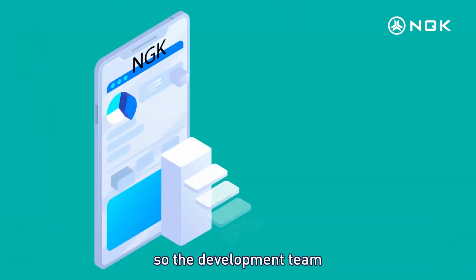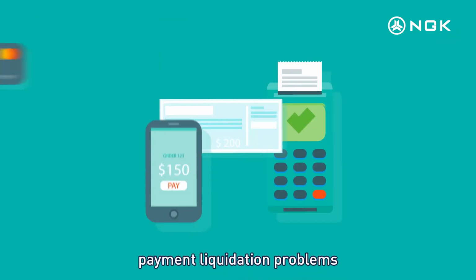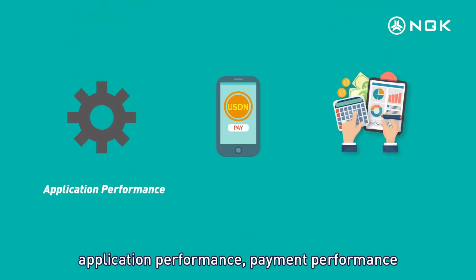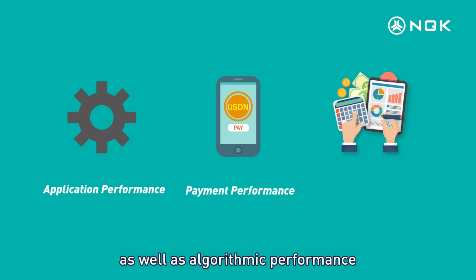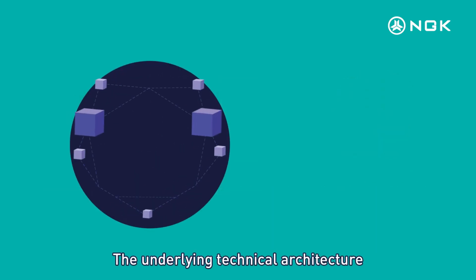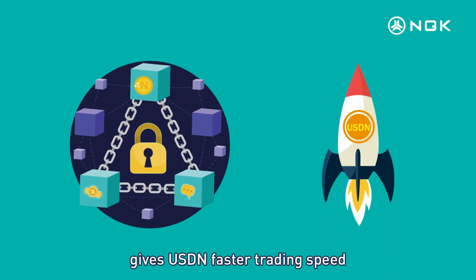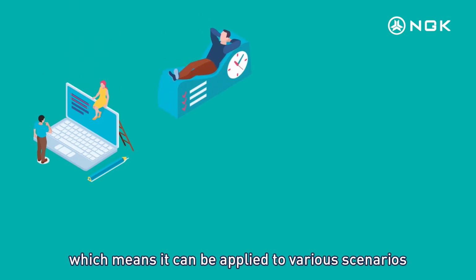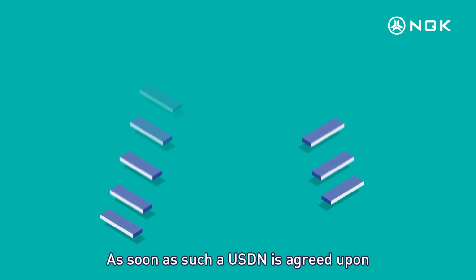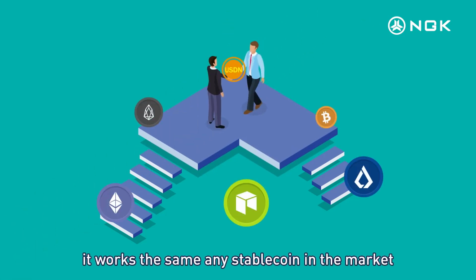So the development team will turn USDN into applied tokens to solve more scenarios of payment liquidation problems so that USDN boasts application performance, payment performance, as well as algorithmic performance. The underlying technical architecture of the ngk.io blockchain gives USDN faster trading speed, which means it can be applied to various scenarios and generate circulation quickly. As soon as such a USDN is agreed upon by the market, it works the same as any stablecoin in the market.